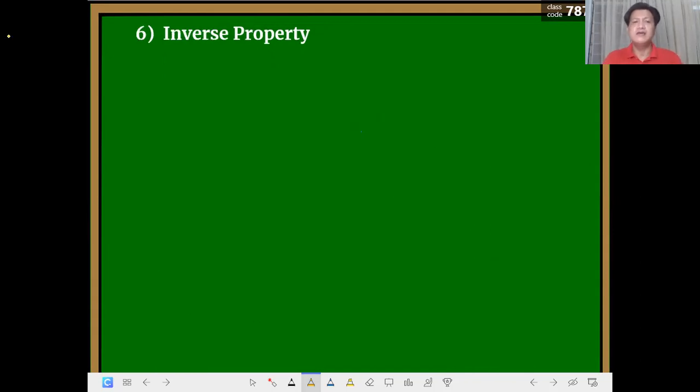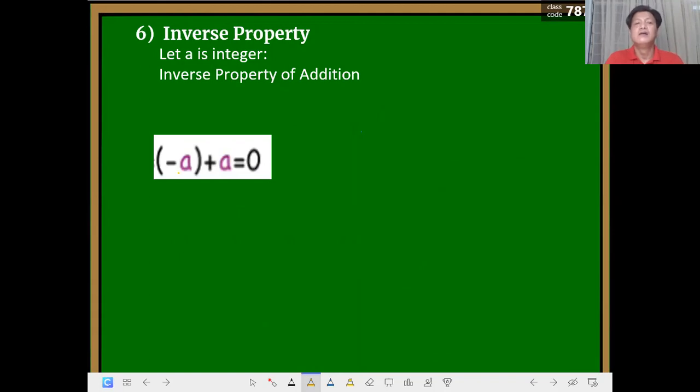Okay, so for the last, I think, inverse property na tayo. So let A be an integer. Inverse property of addition, we can say that negative A plus A is 0. Kung mapapansin natin, opposite sila. Yung isa negative, yung isa ay positive. Pero same number yon. Okay, example natin. Negative 4 plus blank. Pag sinabi natin additive inverse, yun yung opposite ng number na given. Ano yung opposite or additive inverse ni negative 4? That is 4. Kaya pag inad natin yung negative 4 plus positive 4 is always 0. Yun yung ibig sabihin ng inverse property of addition.